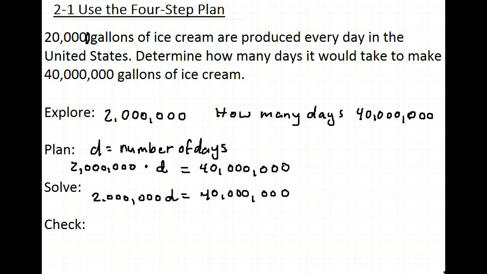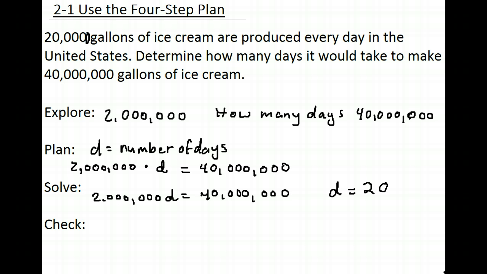Looking at this, we ask ourselves, what number times 2 million equals 40 million? And that is 20. So 20 times 2 million equals 40 million. So we can say d, our days, equals 20, because that's how many days it will take to reach 40 million gallons.